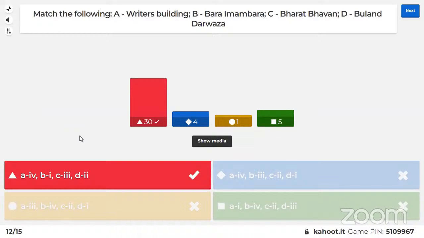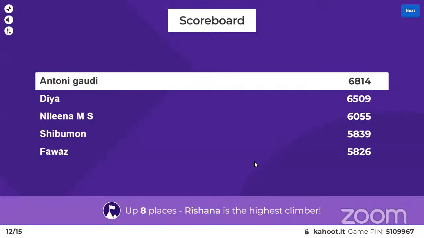All are very famous buildings which you should be knowing. All architecture aspirants should be knowing Writers Building, Bara Imambara, Bharat Bhavan, Buland Darwaza. So option A is the correct answer: A4, B1, C3, and D2. So that's the correct matching. All right, moving on to the leaderboard again.